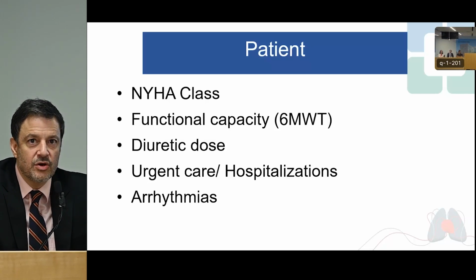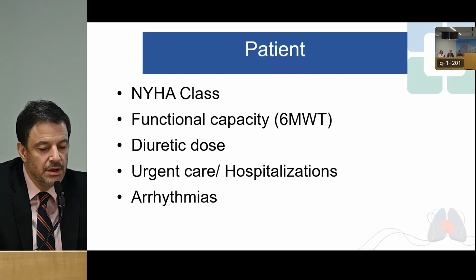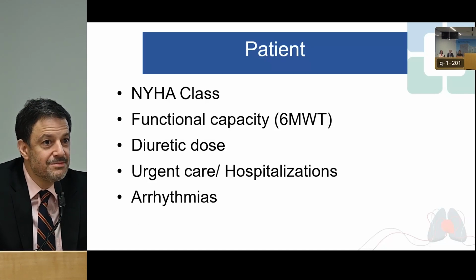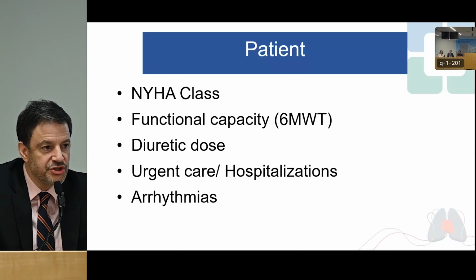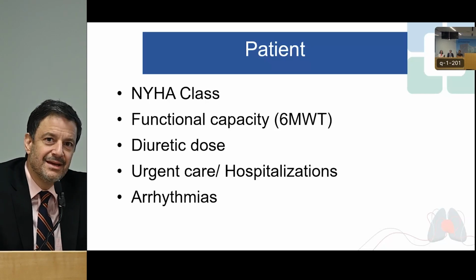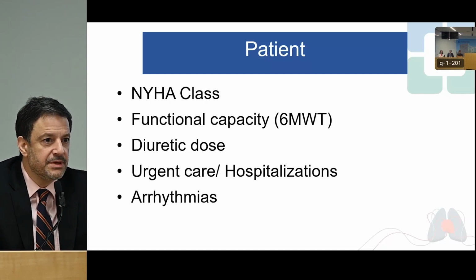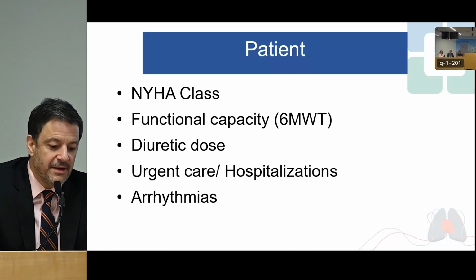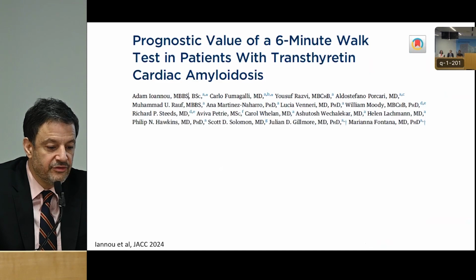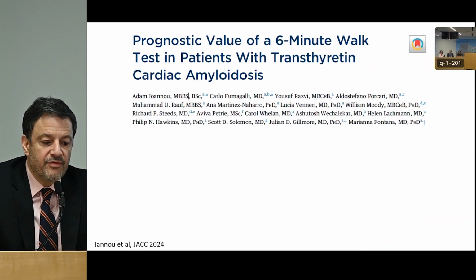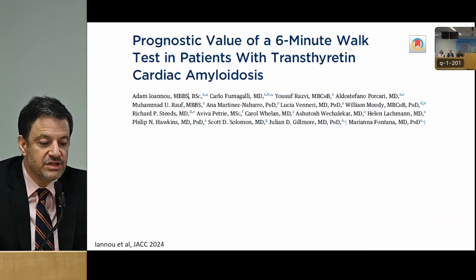But diuretic dose is something I pay attention to. Now that we have SGLT2 inhibitors, oftentimes these patients may not even need a loop diuretic. But the more loop diuretic they need, the worse off they are. Have they been hospitalized? Obviously, that's a marker of progression. Have they gone into AFib? I'm not sure that's a marker of progression because the nidus is there to develop AFib, so it doesn't necessarily mean you've progressed, but we look for those kind of things. This is a paper from the NAC about the prognostic value of 6-minute walk.